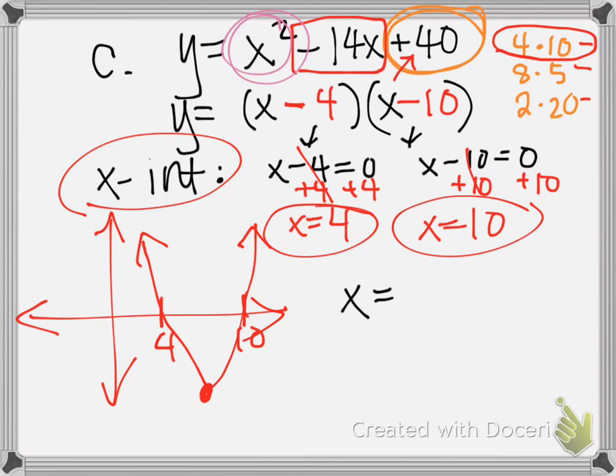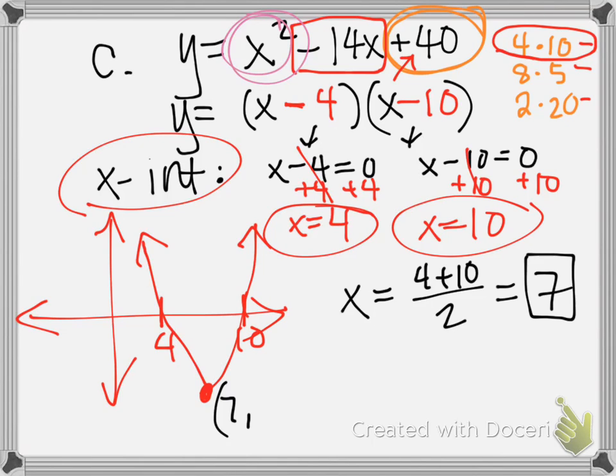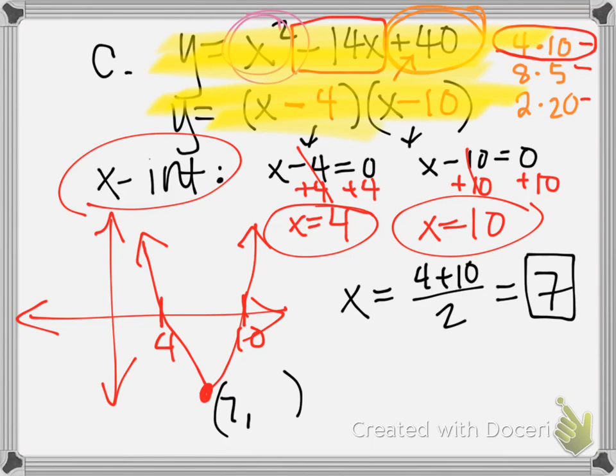So x value of the vertex, 4 plus 10 divided by 2 equals 7. 14 divided by 2. So same as the other one, right? So that's 7, comma. And then I want to find my y value by going back to this and plugging it in. Or you can use the factored one, right? So I'm going to use the factored one just because I feel like it's a little bit faster. And I'm going to substitute my 7 in place of my x's.